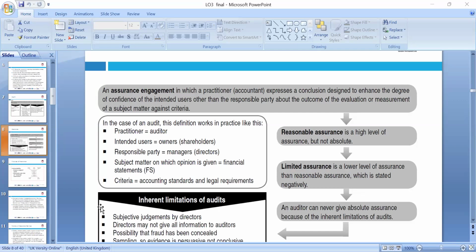In lesson 1 we already had a discussion about the different types of assurance, and that's quite crucial. We need to look at reasonable assurance and limited assurance, and assurance never gives the auditors absolute assurance. That's what we need to think about. Auditors work in the best interest of the shareholders and the stakeholders. There are inherent limitations in audit: subjective judgment, and directors may not give the full information, so whatever they give us, we can rely on it.